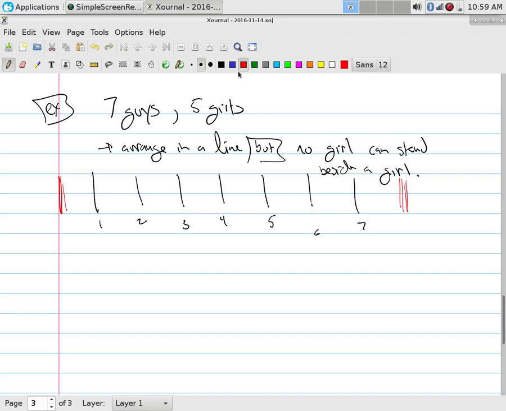And then what can happen? Well, what I have now is 1, 2, 3, 4, 5, 6, 7, 8. It's like I've made 8 shelves. And then if I put one girl in any of the shelves, what will have happened? Will a girl be standing beside a girl? No.